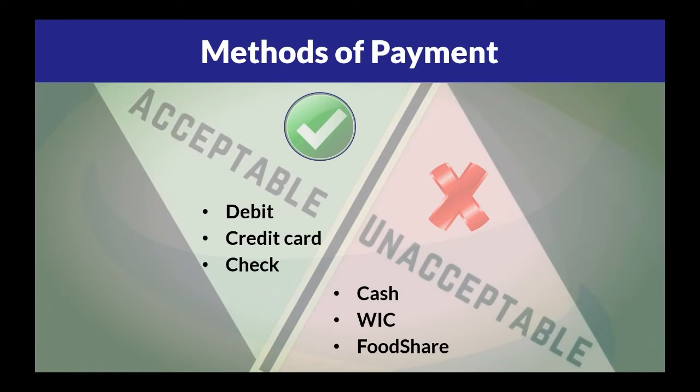Unacceptable methods of payment are cash. Only the use of a petty cash account is acceptable, which should retain less than $100 and be reconciled monthly. It is also unacceptable to use your WIC or food share benefits. Individuals who purchase food and supplies in this manner will be reported to the WIC or food share administering agency for improper use.